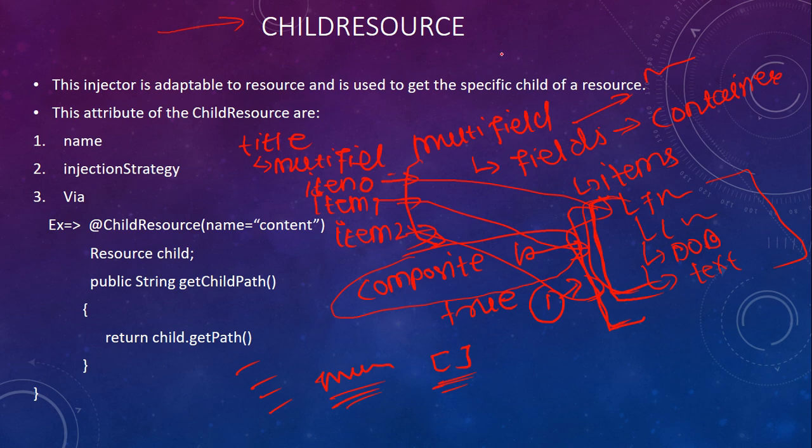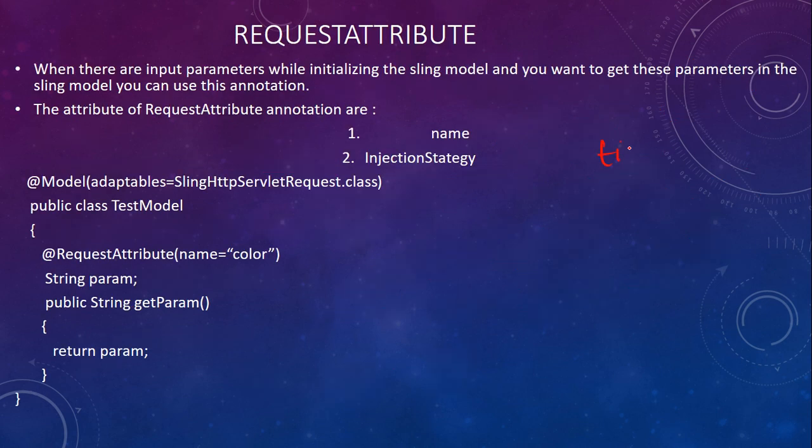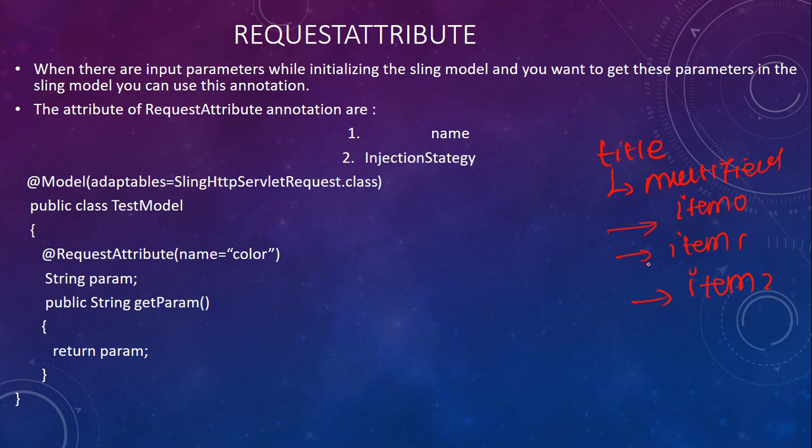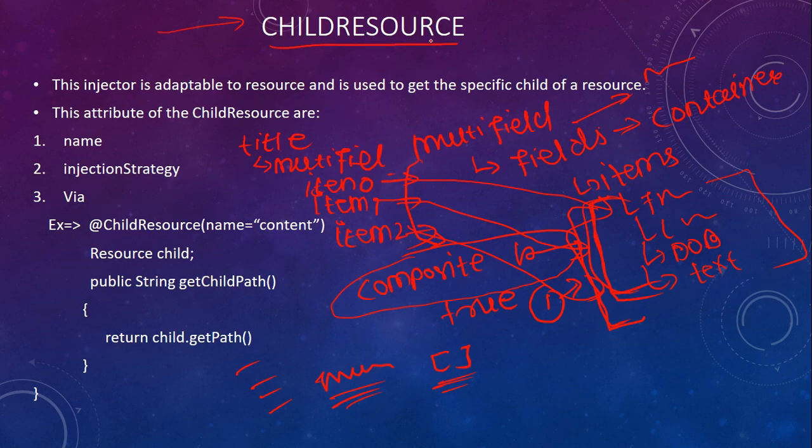So here first of all we have a title, later that we have a multi-field there, and after that here we have item 0, item 1 and last item 2. All our actual data has been stored inside item 0, item 1 and item 2. I need that, but right now we are inside this title, so how can I get this data? For that we have to use this child resource.